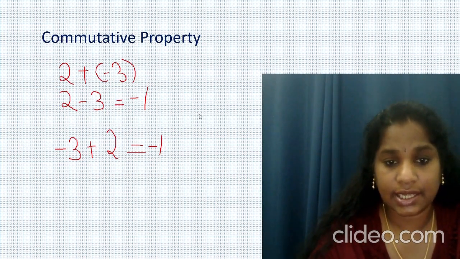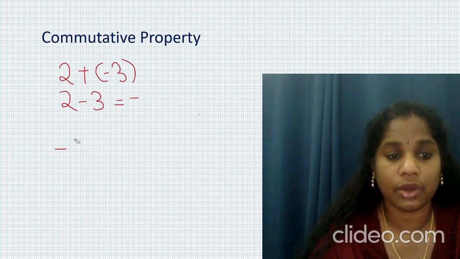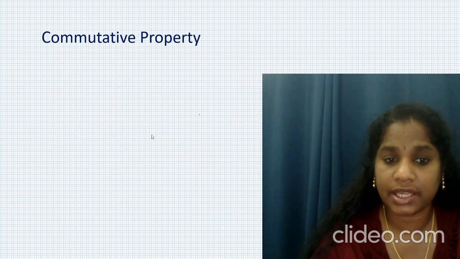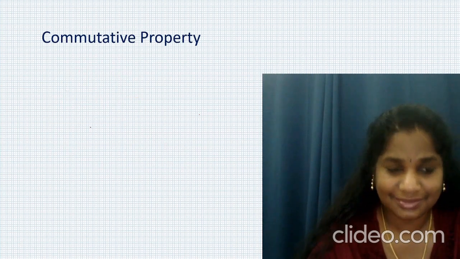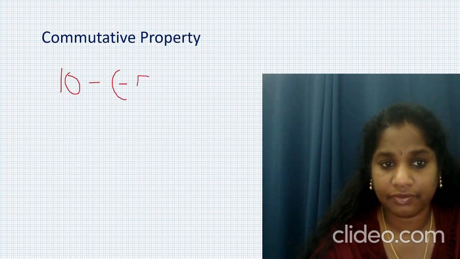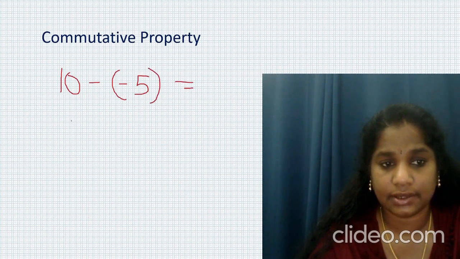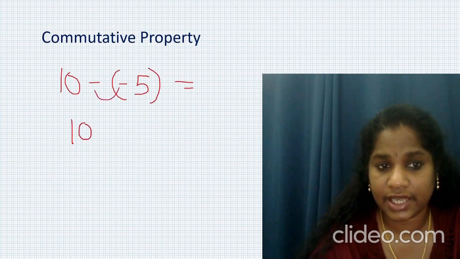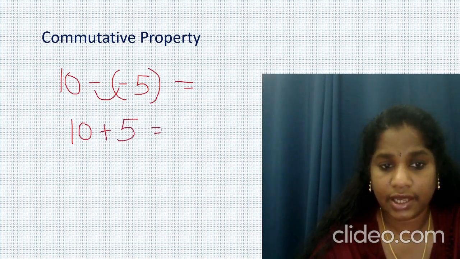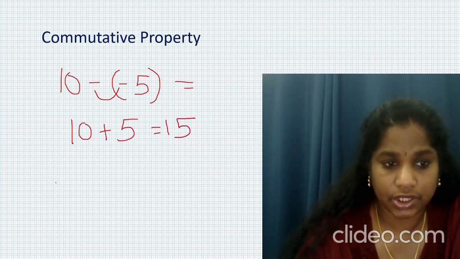Now let us just see the same thing with respect to subtraction. How is the commutative property holding good for subtraction? What do you think? Do you think the answer will remain the same or will it change? Let us check. 10 minus, I am saying minus 5. So my 5 is negative, 10 is positive. What is my answer? 10, 2 negative signs come together, it becomes positive. Then what is our answer? 15. Perfect.